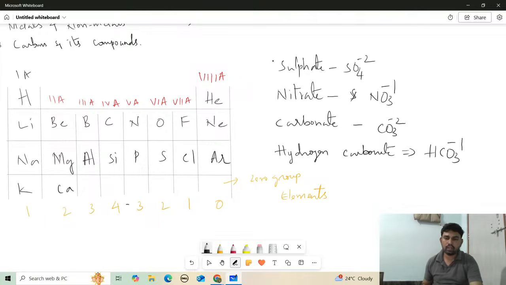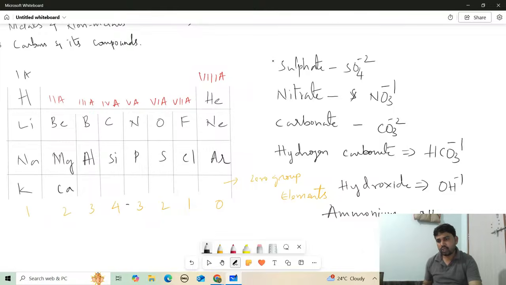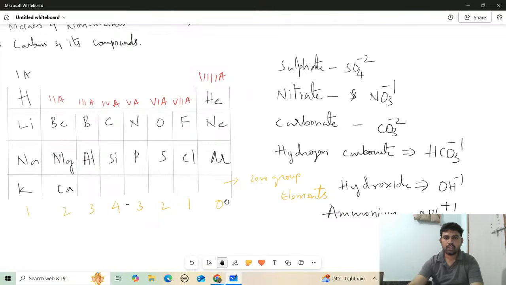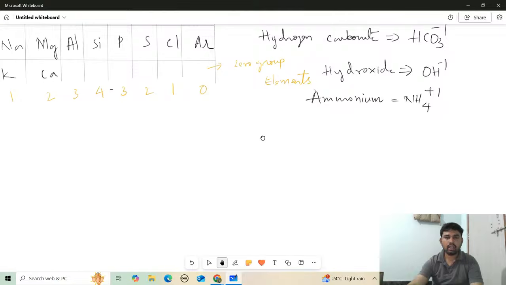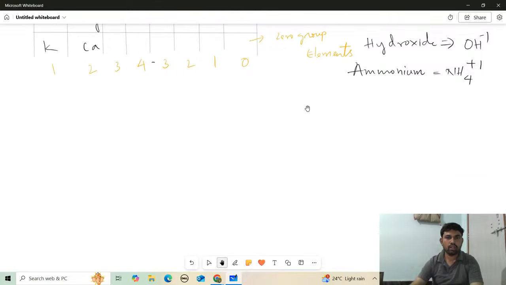These are the different ions. We have hydroxide, whose formula is OH with charge -1. We have ammonium. Ammonia is NH3, and ammonium is NH4 with charge plus 1. Still some other formulas we can write.